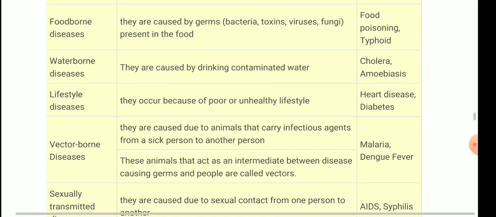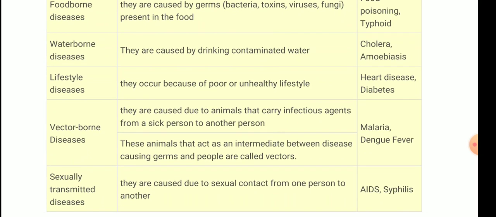Next is sexually transmitted diseases. They are caused due to sexual contact from one person to another. Sexual contact from one person to another means that with the help of sexual activity, a virus, for example HIV, the human immunodeficiency virus that causes AIDS, enters the body.